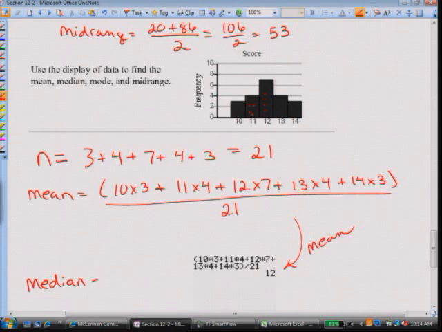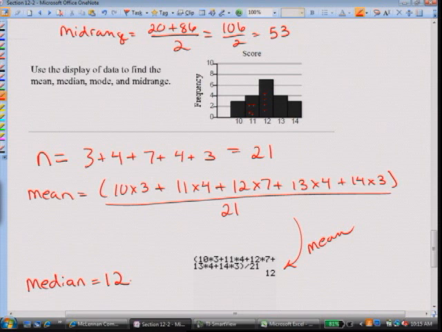Is everybody okay? The other way you can do that is just write out the data and pick the middle one. So you could write out 10 threes and then write out 4 11s and then write out 7 12s and then 4 13s and 3 14s, and then you would just pick the one that's in the middle. In this case, the middle would be the 11th spot because you have 21 data values. If you pick the 11th, you'll have 10 on each side.